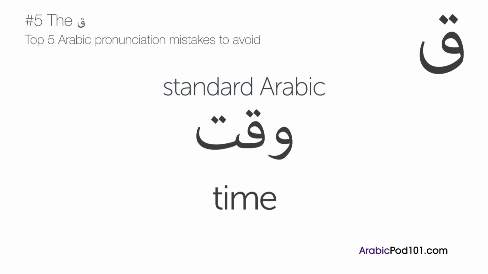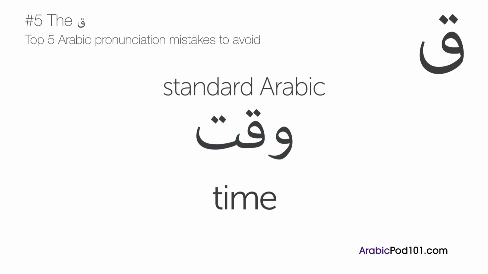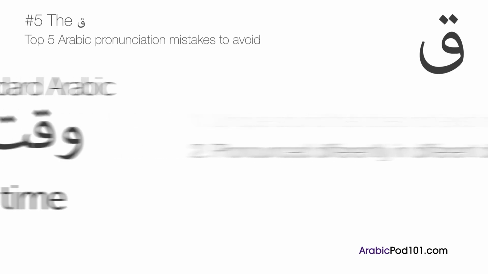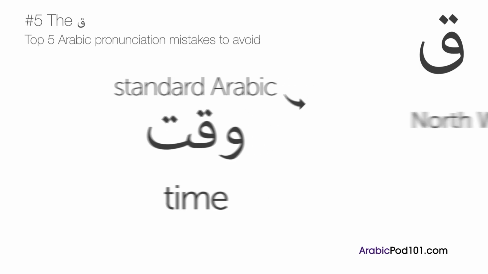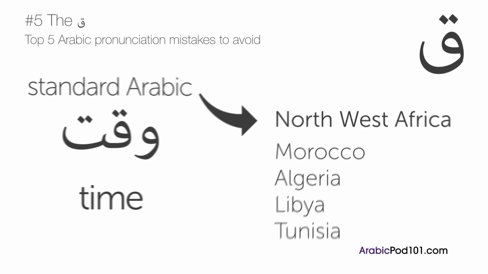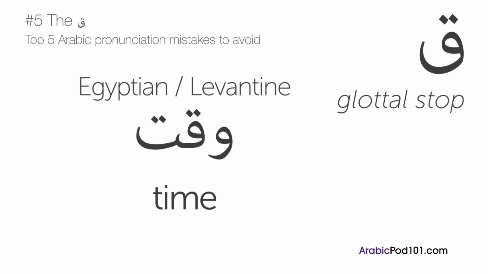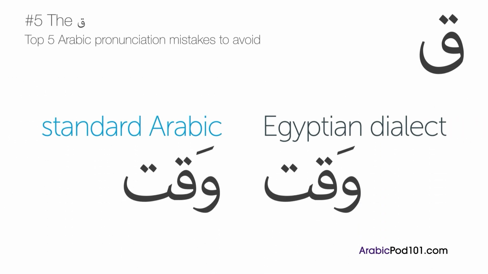وقت وقت The second aspect is that this letter is pronounced differently in different dialects. The previous pronunciation occurs in Standard Arabic and in the Arab countries of Northwest Africa, like Morocco, Algeria, Libya, and Tunisia. In Egyptian and Levantine dialects, this letter is a glottal stop, like the stopping sound in uh-oh. Compare the pronunciation of this letter first in Standard Arabic and then in Egyptian dialect.